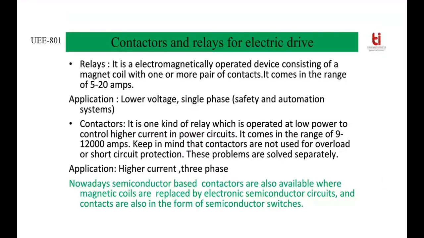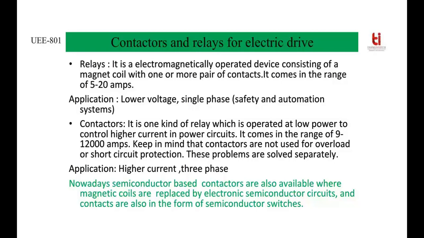Basically, these relays and contactors operate on the same working principle. Both are electromagnetically operated devices controlled by a magnetic coil. A magnetic coil is there which is to be energized from the same supply or an isolated supply. When the magnetic coil gets energized, it will attract the metallic plate, or you can say the plunger, and that plunger connects the two terminals of the wire to give a path to the current.